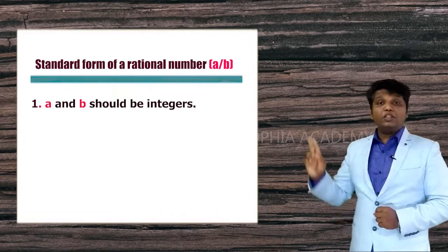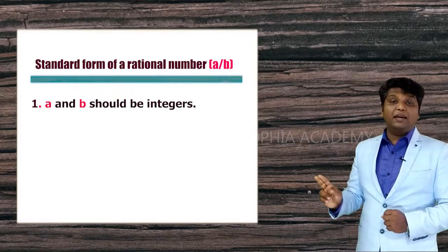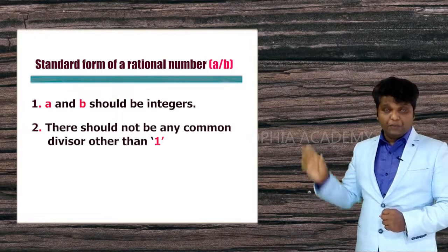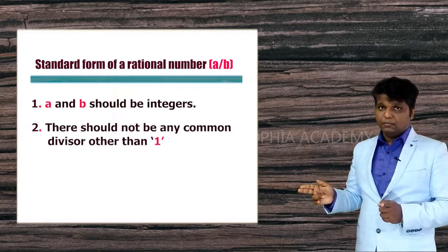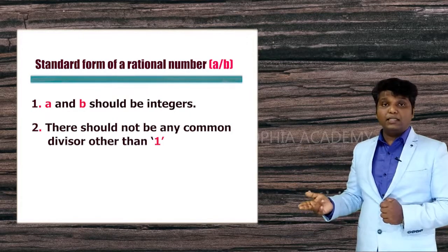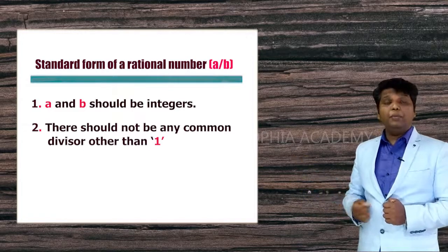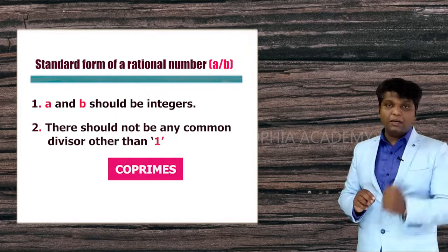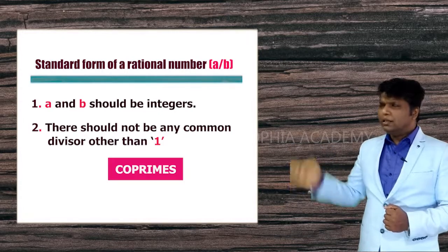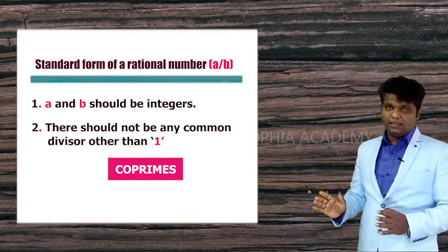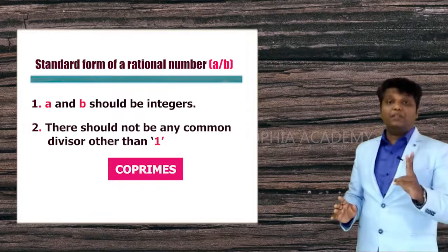Second thing, there should not be any common divisor other than 1. If you are taking any fraction, there should not be any common divisor. In other words, we can say the numbers should be coprimes. That is the typical word, coprimes. You will study that term in your 9th class. Means they should not have any common divisor. That is the second thing which should be noted.